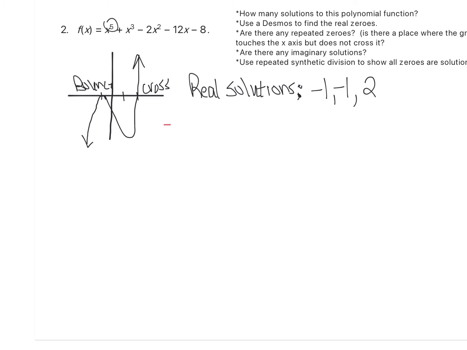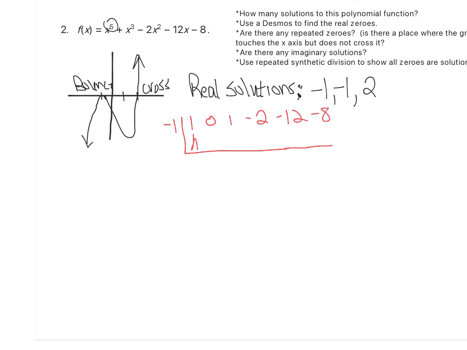So we'll take our -1, and we are going to put in our coefficients. So we'd have 1. Stop and think. Every power has a place. We are missing a 4th power, so we're going to have to fill in with a 0. 1, 0, 1, -2, -12, -8.